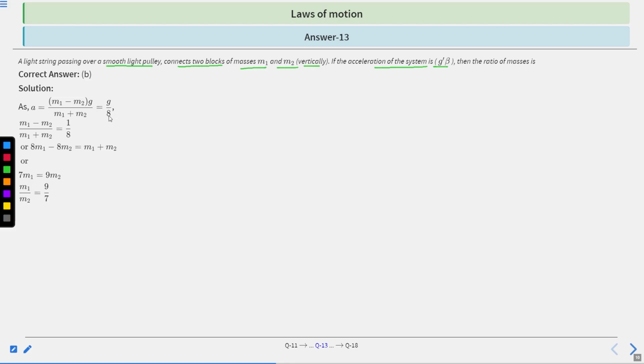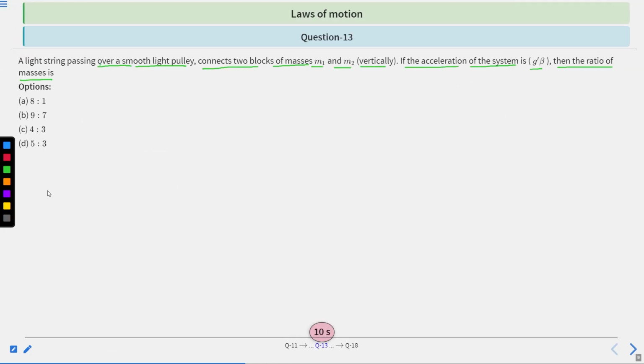So solving this, the equation is 8m1 minus 8m2 equal to m1 plus m2. In that case, arranging the masses, 7m1 equal to 9m2, then the ratio of the masses m1 upon m2 is equal to 9 upon 7. So 9:7. So the correct answer is 9:7, B option is correct.